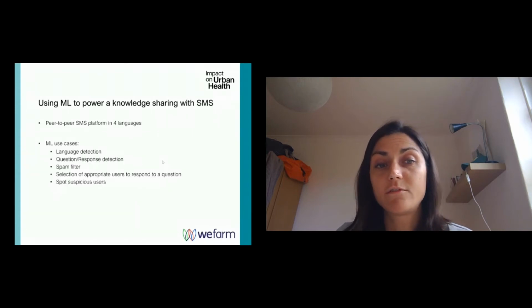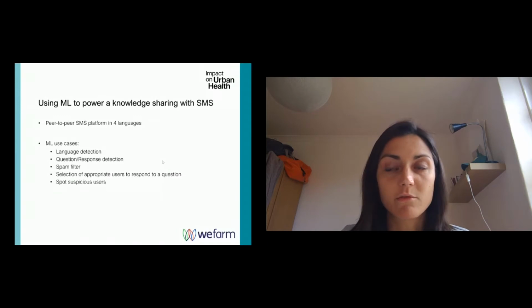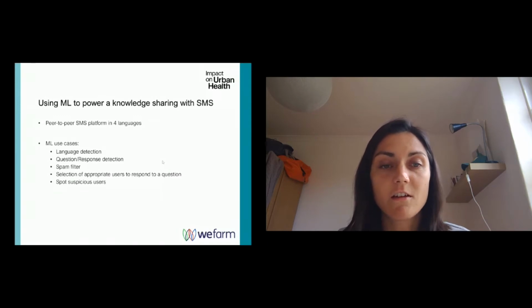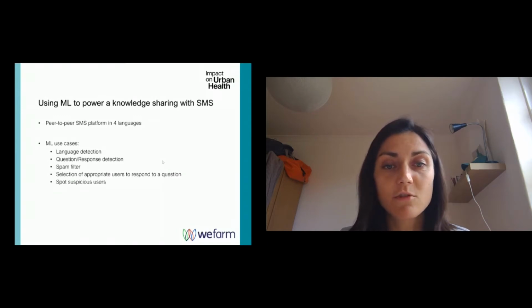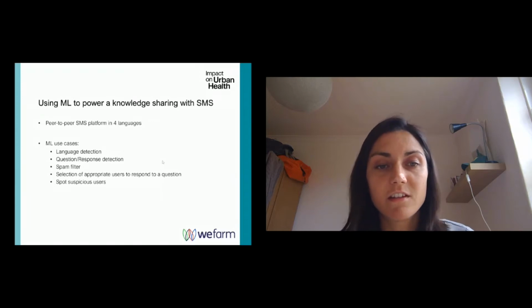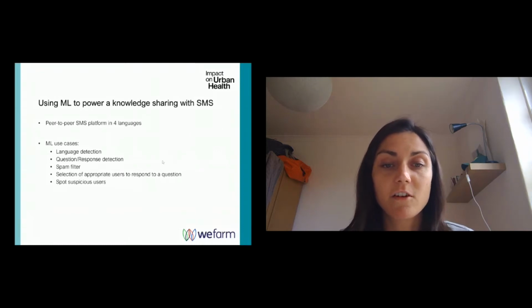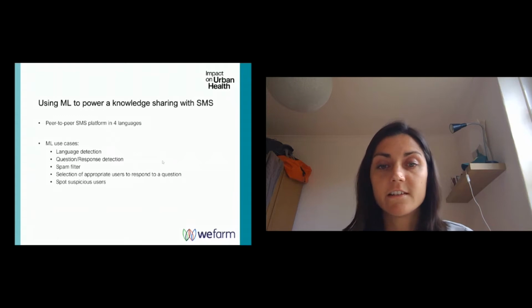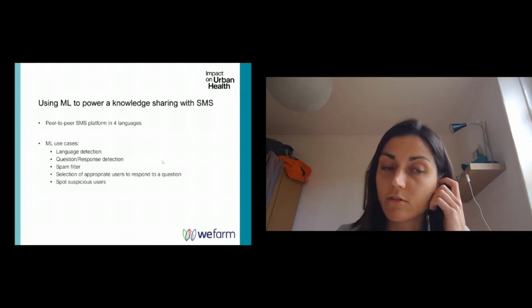And there were loads of use cases for machine learning. For example, when the SMS arrives, there is a language detection model, then there is an intent detection model that detects whether the message arriving on the platform is a question or a response. Then there was a spam filter, then the candidate selection, so selecting the appropriate users who are more likely to have an answer to the question.